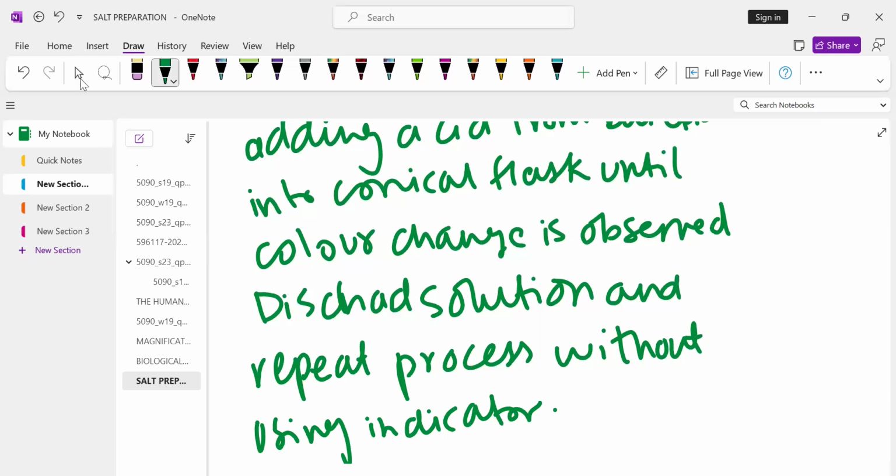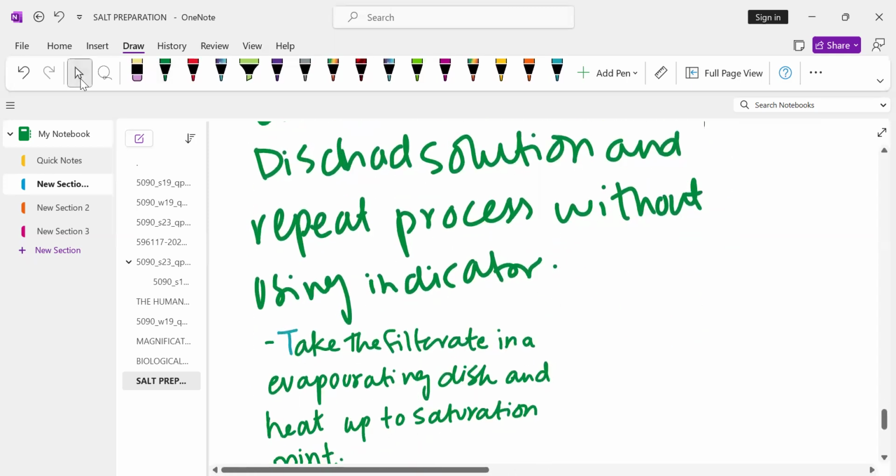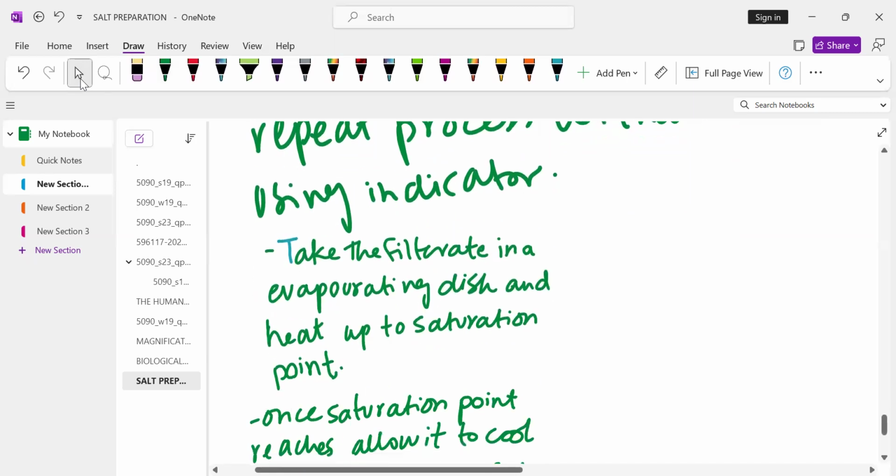Now discard the solution and repeat the process without using the indicator. This time you have to repeat the same process, the same volume of acid should be added, but this time you don't have to use the indicator.